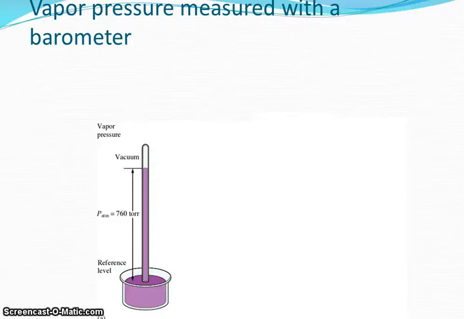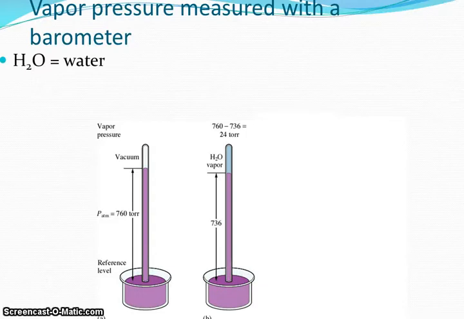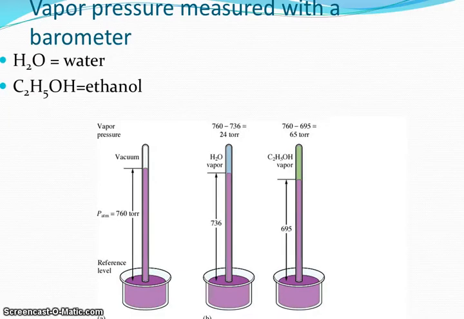Now, instead of having a vacuum above that column of mercury, we're going to add some water. That liquid water is going to start to evaporate until it establishes equilibrium. As it evaporates, there's more gas above the mercury column pushing down on it, which decreases the height of the mercury column. The difference between the original height and the new height is the vapor pressure of our water vapor. Now let's change our system, and instead of water above our column of mercury, we put ethanol.